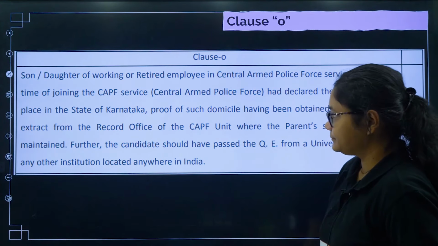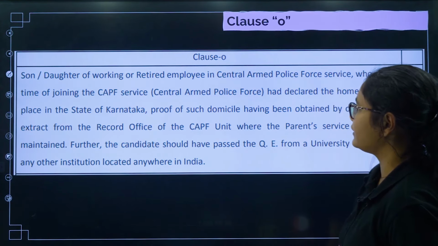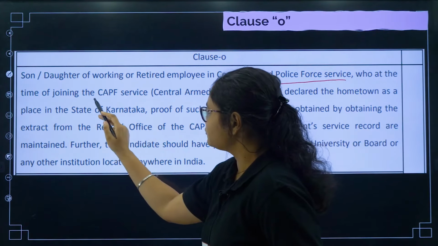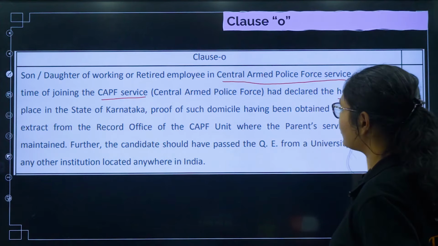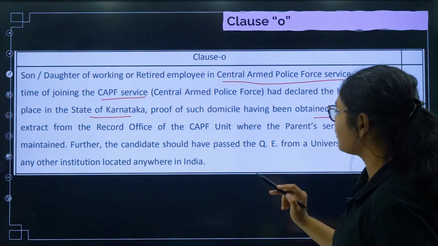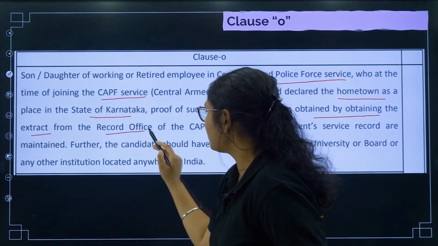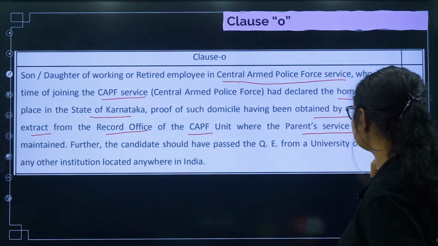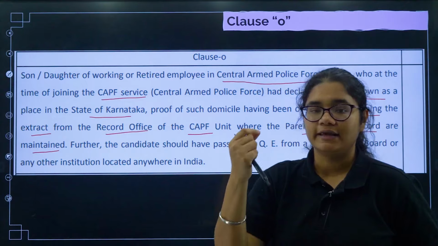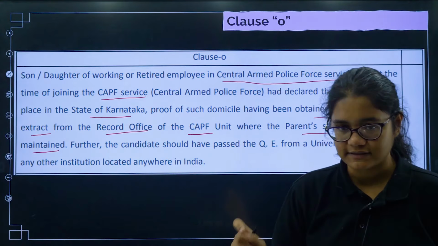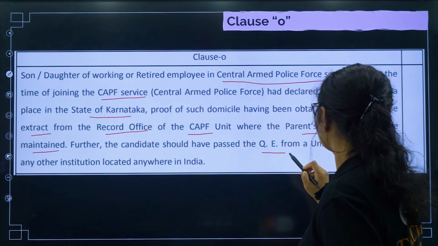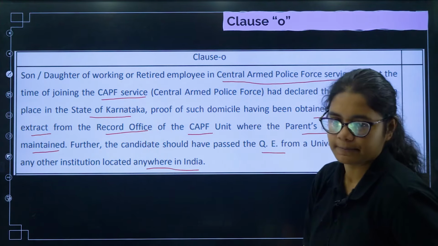Next, last clause, son or daughter of a working or retired employee in the Central Armed Police Force, okay, who at the time of joining the CAPF had declared their hometown as a state in Karnataka. Proof of such domicile is obtained by getting the extract from the record office of the CAPF unit where the parent's service records are maintained, okay. So if your parent was working in CAPF and they have declared that their hometown is in Karnataka, then their record certificate will be obtained from there. The candidate should have passed the qualifying education from anywhere in India, okay.